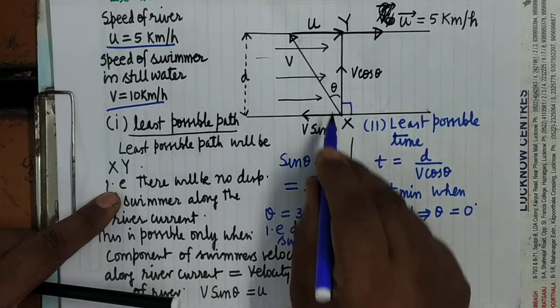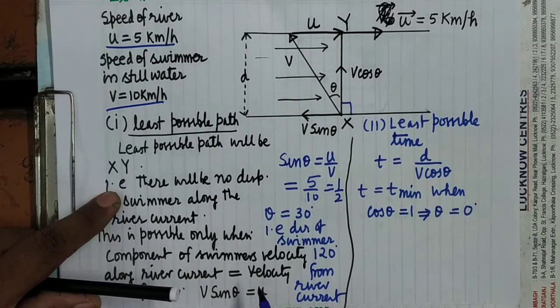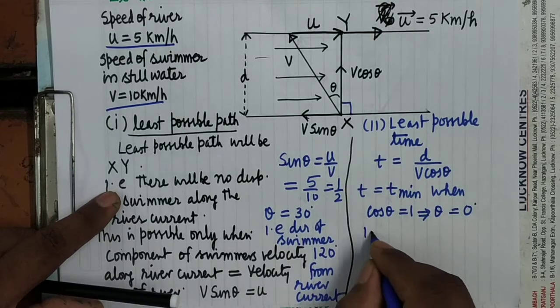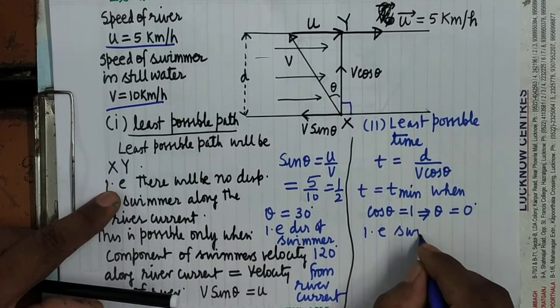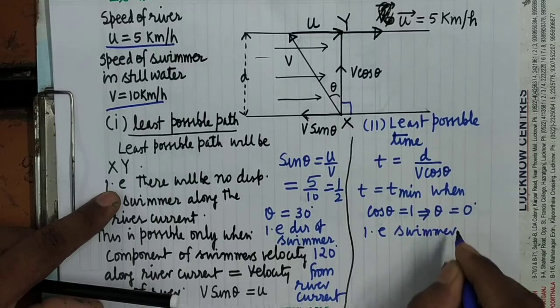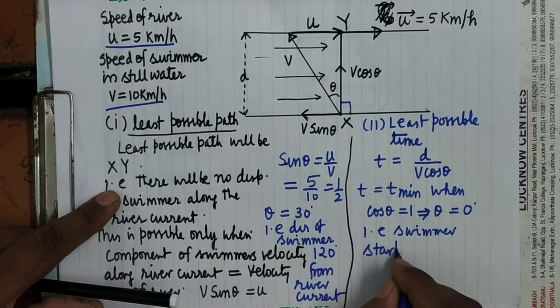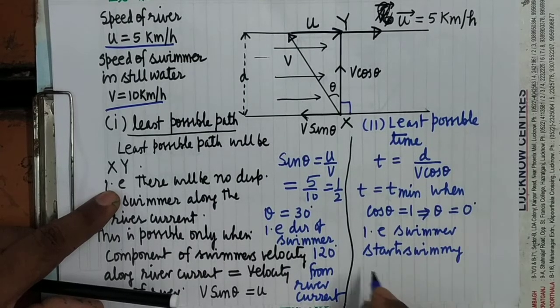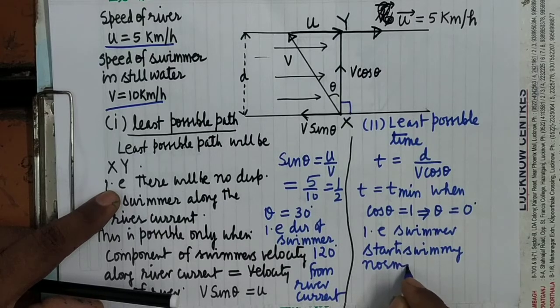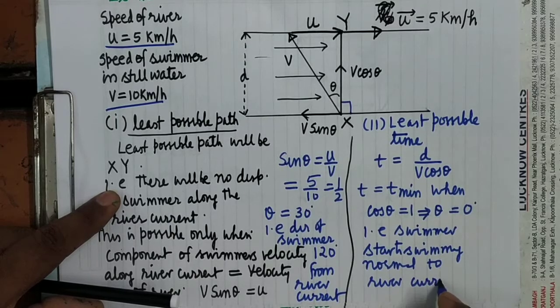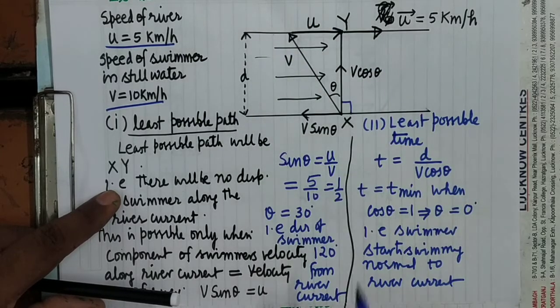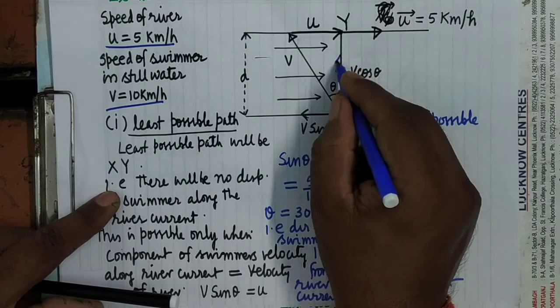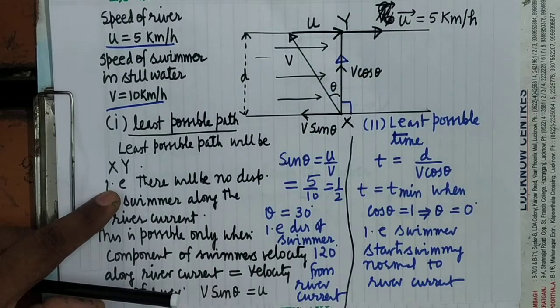This means the man makes each effort normal to the river current. That is, the swimmer starts swimming normal to the river current. Means instead of swimming in this direction, now he starts swimming in this direction. It is clear. With what velocity? With the velocity v. It is clear.